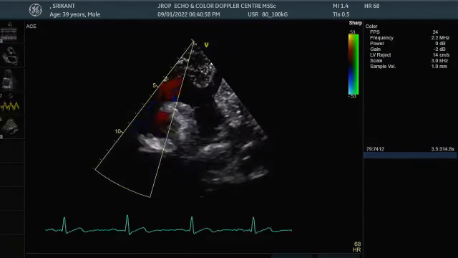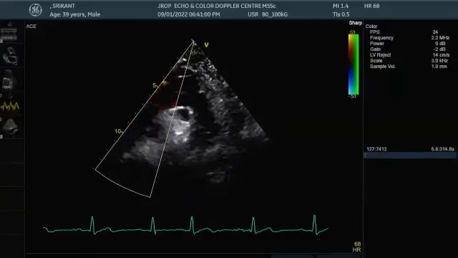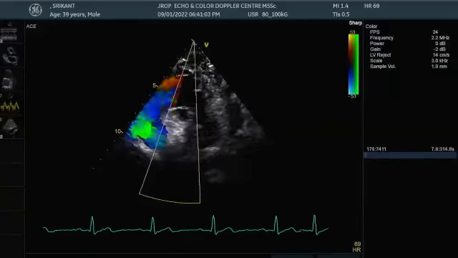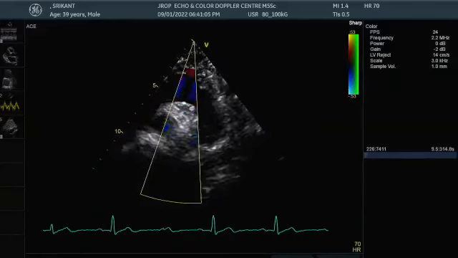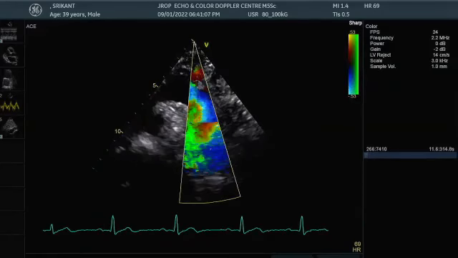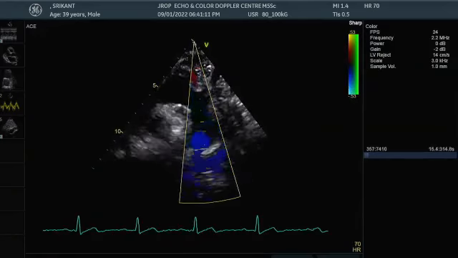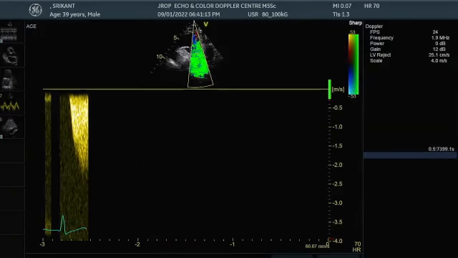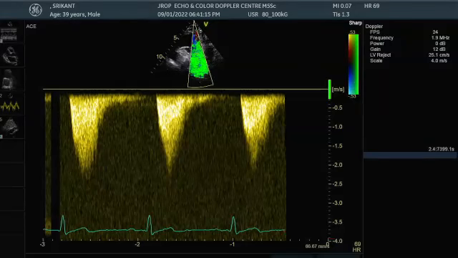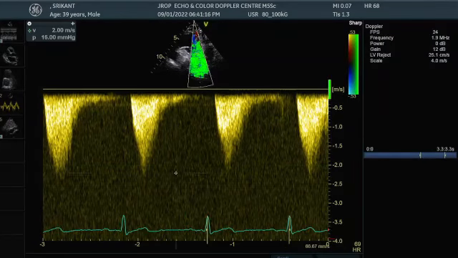This is ascending, red in color, arch, and this is finally the descending aorta. And when we measure the velocity across descending aorta, this is almost 2 meters per second, 2.2 meters per second. This is the velocity of descending aorta.